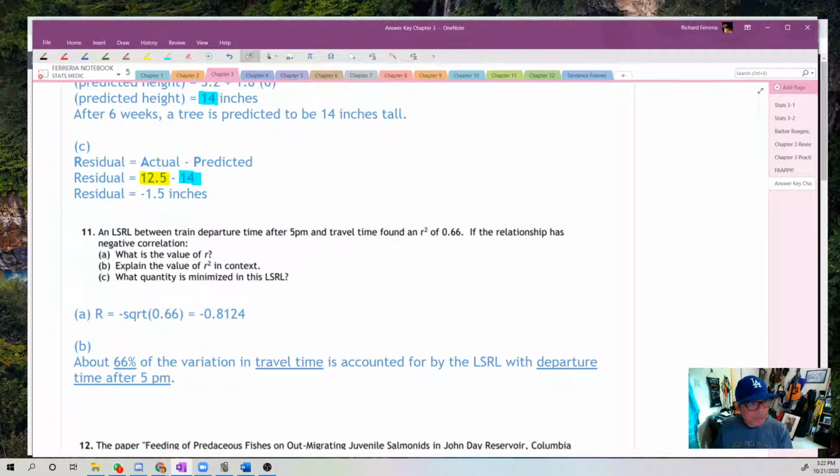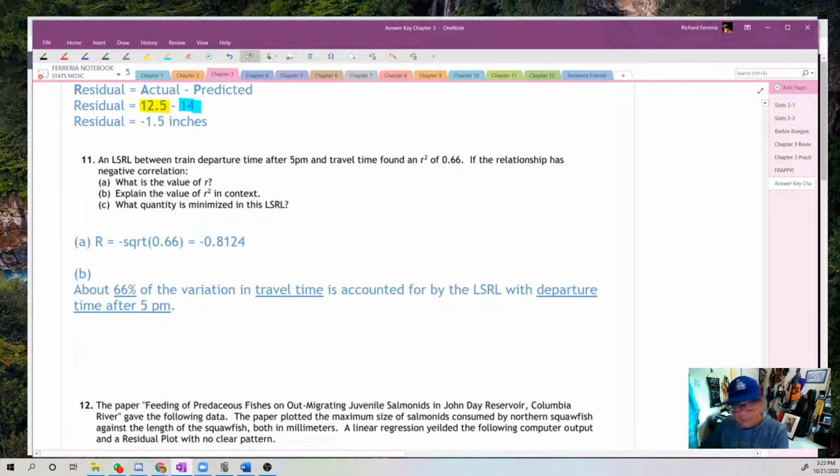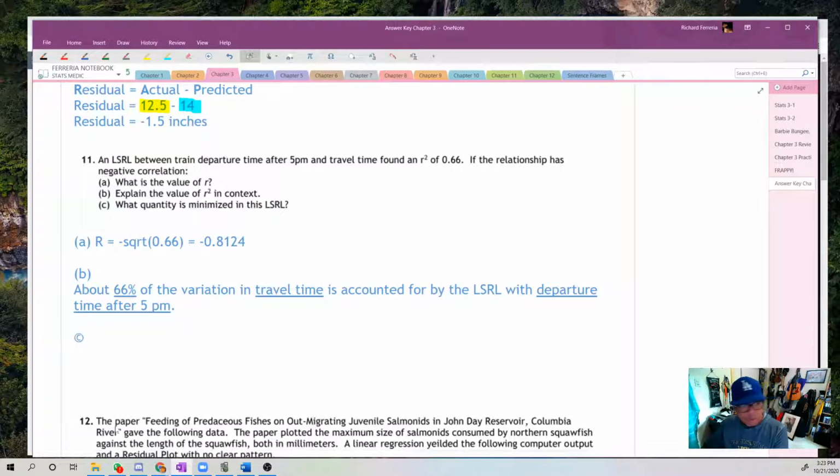Lastly, part C, what quantity is minimized by the least squares regression line? Well, it says it right in the definition, least squares regression. So the quantity that's minimized is the squares. Okay, so the least squares regression line is going to minimize the sum of squared residuals.